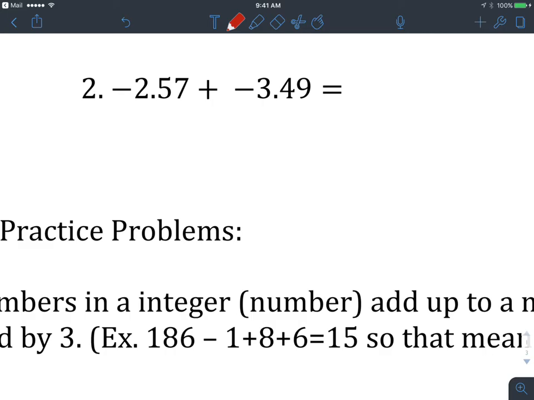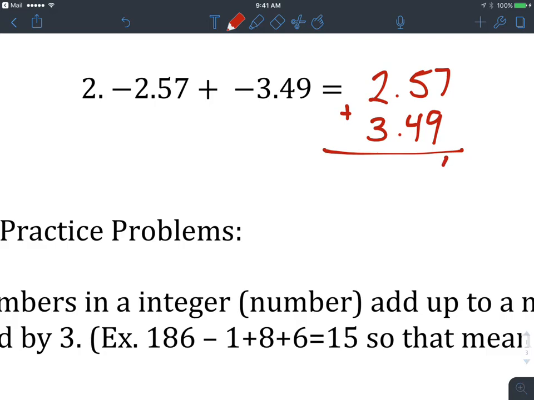Here I have -2 and 57 hundredths plus -3 and 49 hundredths. Same signs, add the numbers. So 2 and 57 hundredths plus 3 and 49 hundredths. 7 plus 9 is 16, add the 1. 5 plus 4 is 9, plus the 1 makes it 10, put a 0, bring the 1 up. 3 plus 2 is 5, and the 1 is 6 and 6 hundredths.